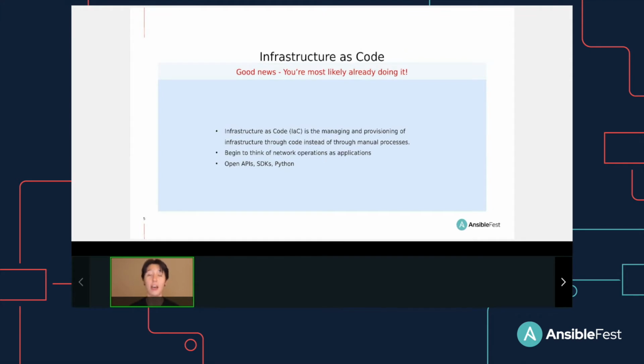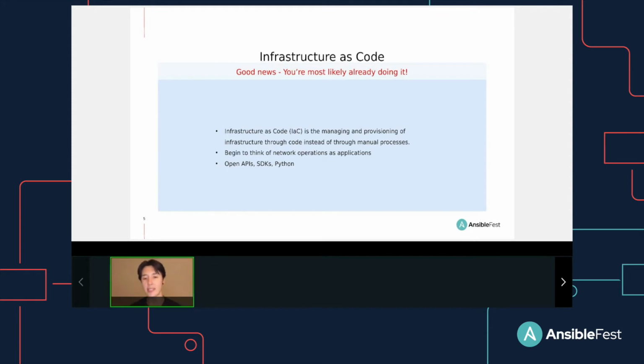We begin to think of network operations as applications. And good news is you're sort of already doing it. I mean, you're at Ansible Fest. So whether you're considering Ansible as an automated solution or you have Ansible implemented, or at least considering doing so, you are already thinking in a way of moving from that manual process to something more automated. So instead of manually provisioning devices or manually upgrading them, you've automated these processes and therefore implementing network as code.